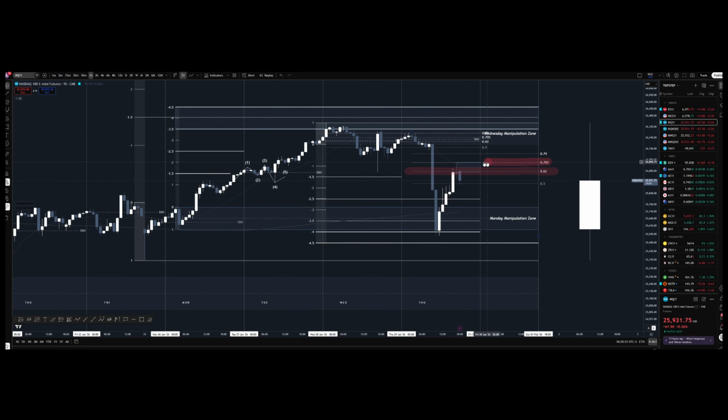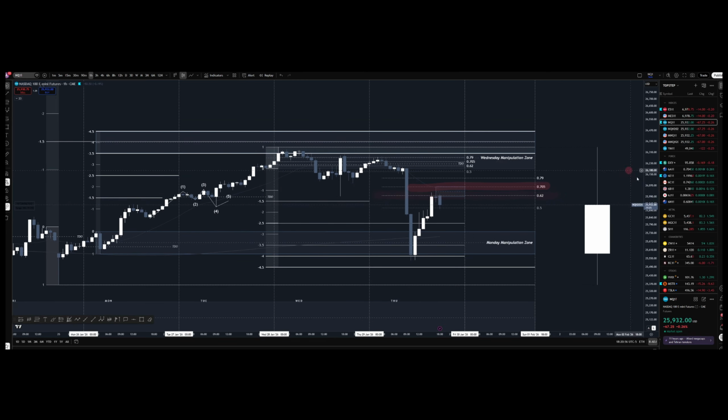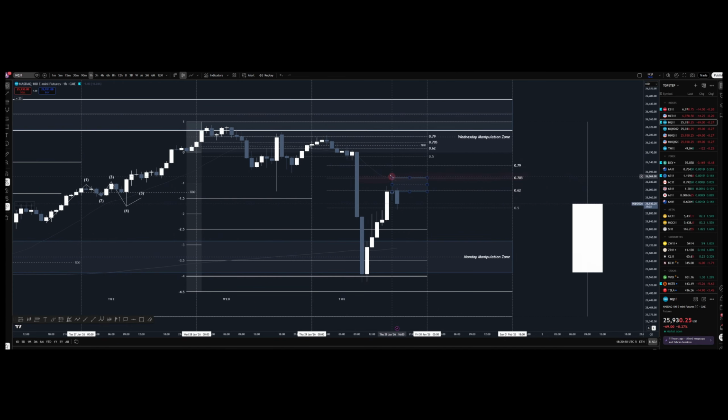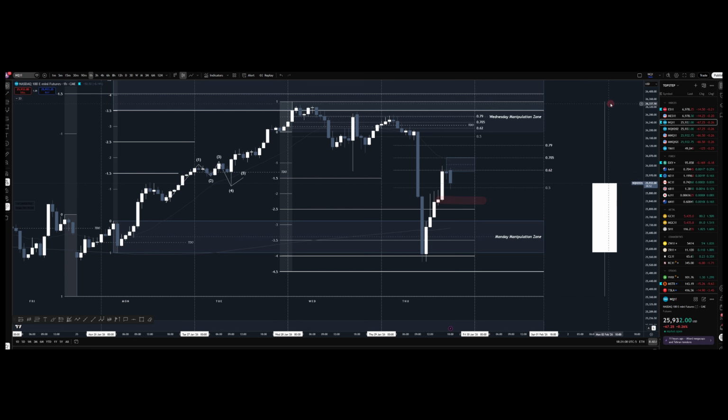0.62 there, tagged 705. Nice swing failure pattern here, right? We come back up, we sweep that high and close back within that candle range. We can then target that candle low and use this rejection block or footprint here.